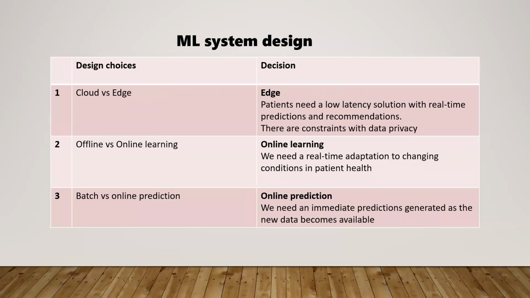As for the design choices, I would select the edge over the cloud because patients need low latency solutions with real-time predictions and recommendations, and also there are some constraints with data privacy. I would select online learning instead of offline because we need a real-time adaptation to changing conditions in patient health. We cannot wait. And for batch versus online prediction, I would select online because we need immediate predictions generated as the new data becomes available.